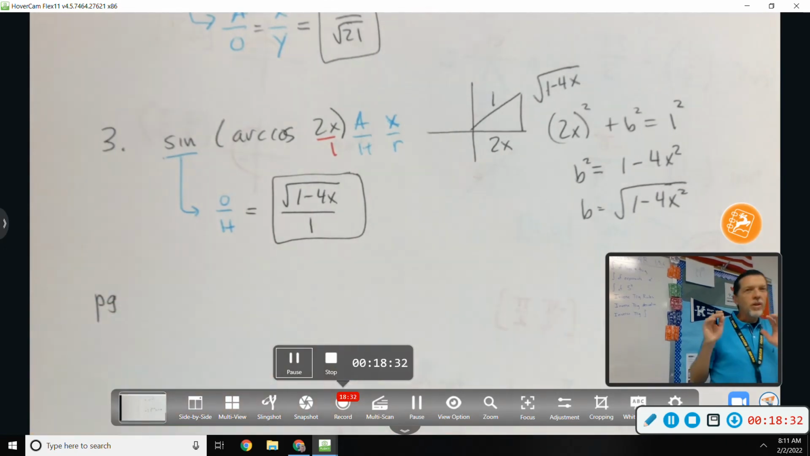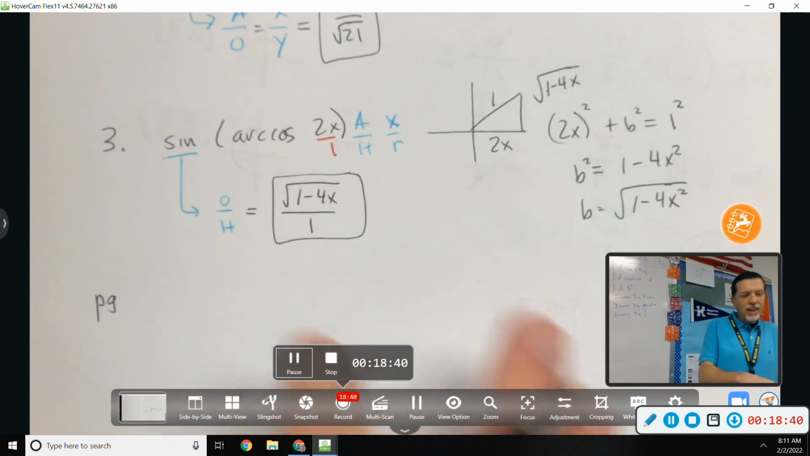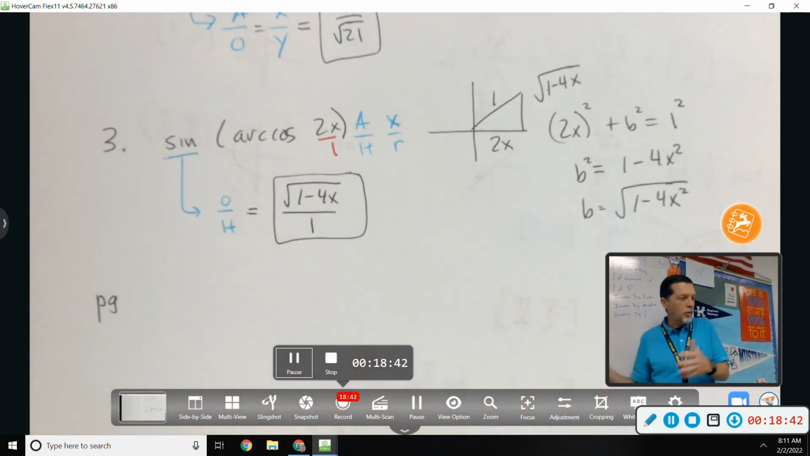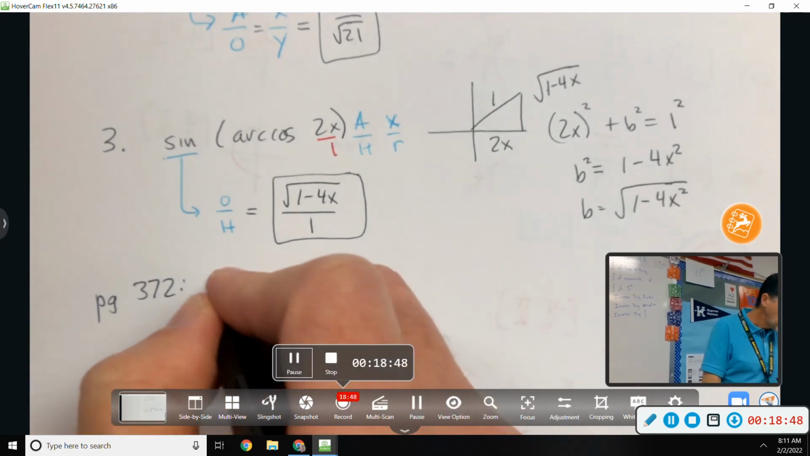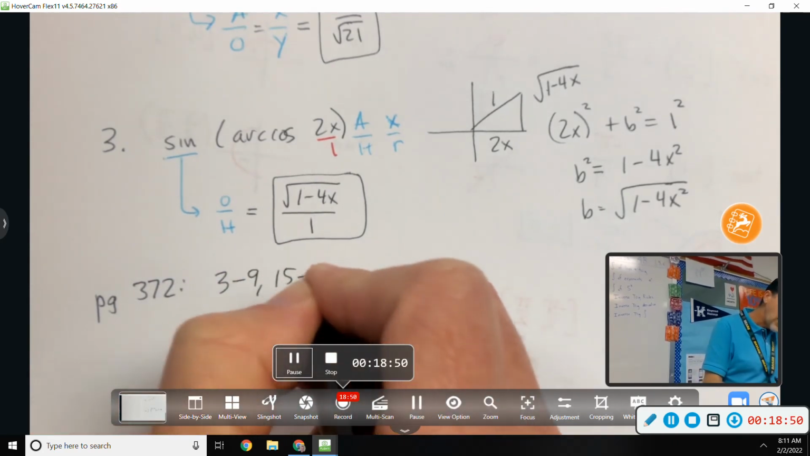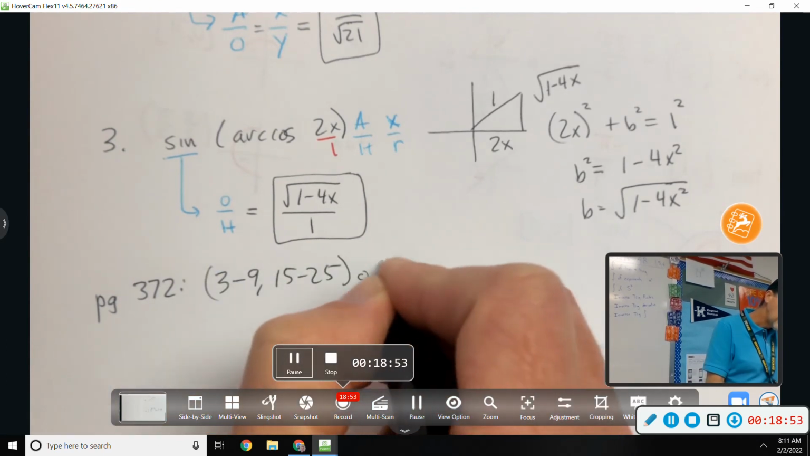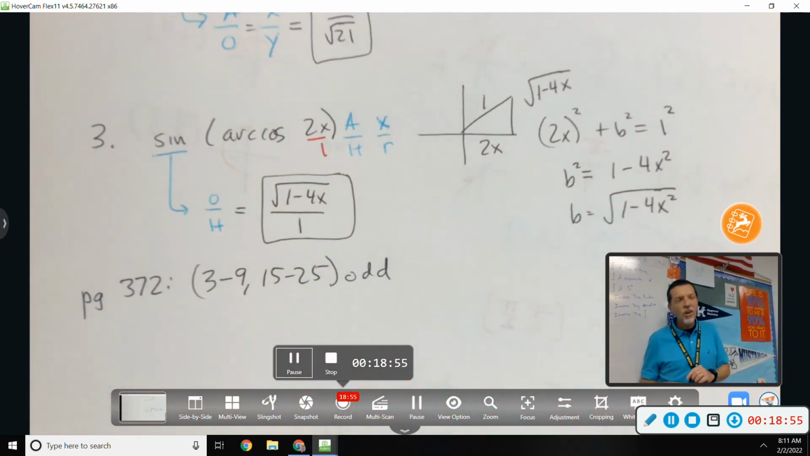Okay, so no derivatives today. No inverse, no integrals. Just a recap of trig. Again, everything we did today was like 3 days worth of pre-cal that we're doing right now in pre-cal. Page 372, 3 through 9, and 15 to 25 odd. And again, that is all pre-cal review. We just insert an extra day in here before we start doing derivatives and integrals to remind ourselves what's going on with inverse trig.